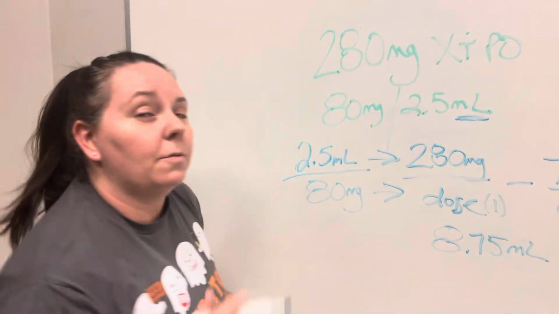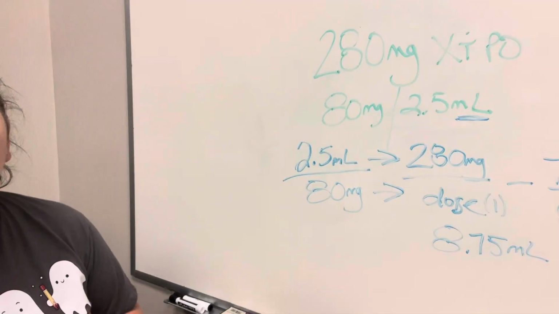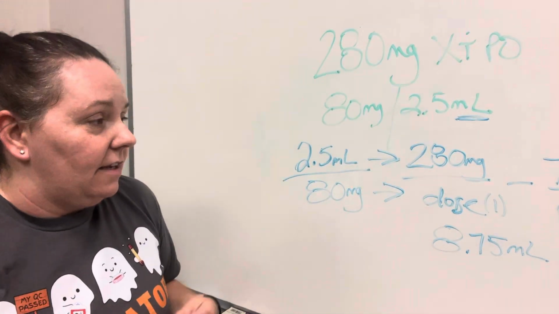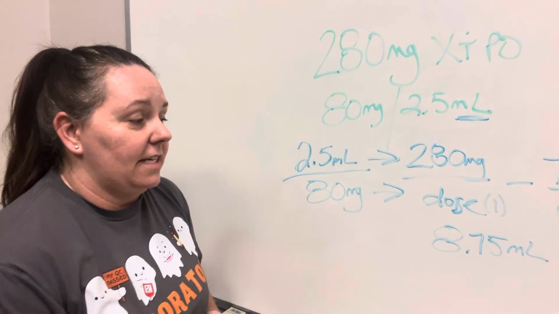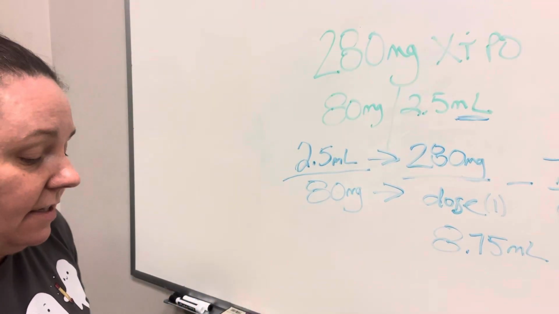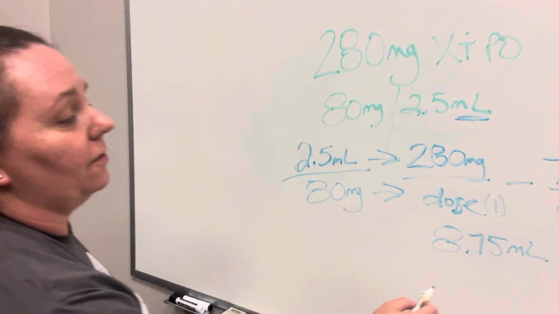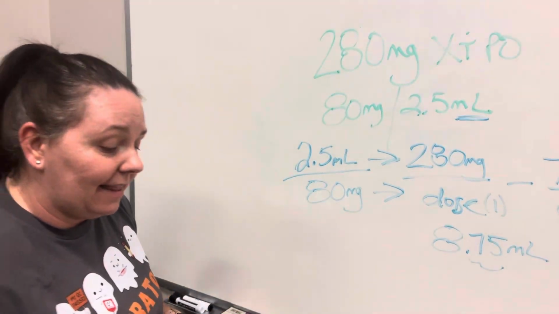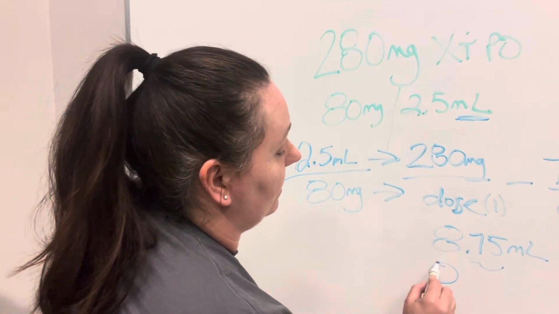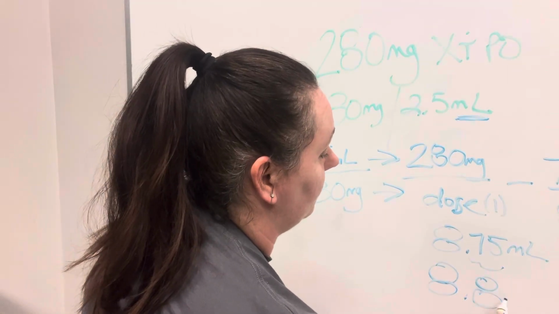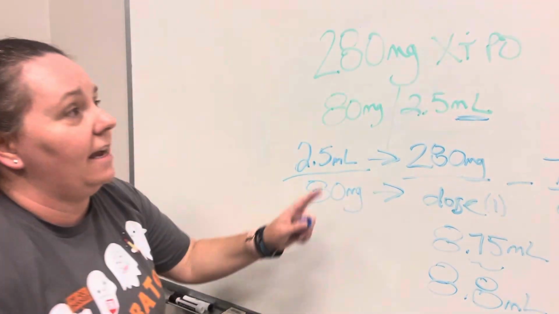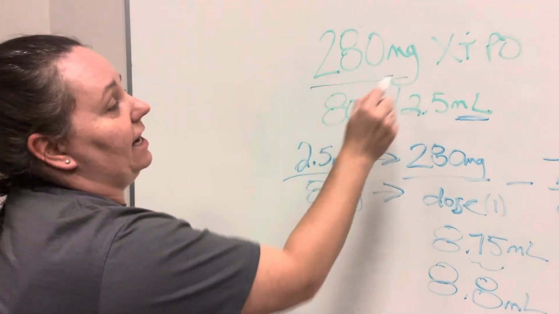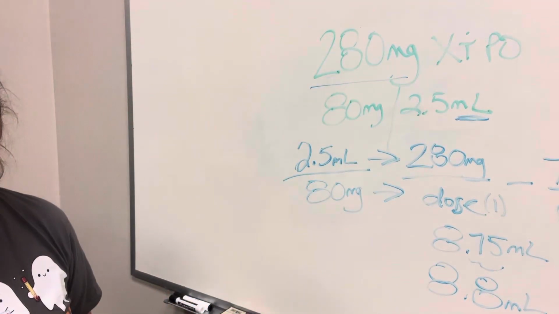So then you would round based on what your rounding is required for your test in your school. It depends. If you're rounding to the nearest hundredth, then you're already there. But if you need to round to the nearest tenth, then you're going to round up to 8.8 milliliters. That's how many milliliters you're going to administer to give 280 milligrams to this patient.